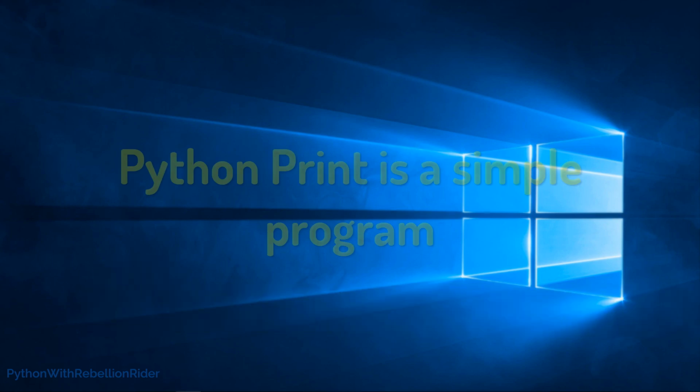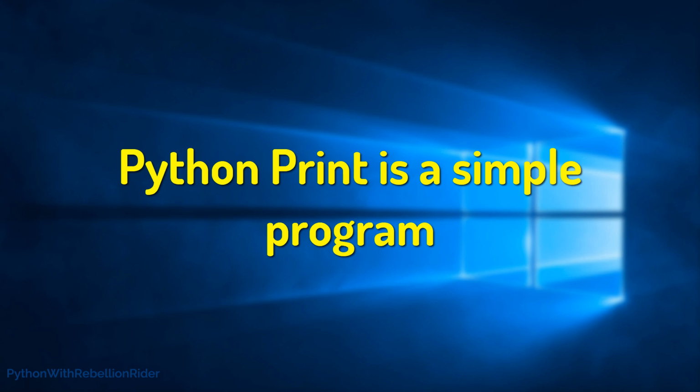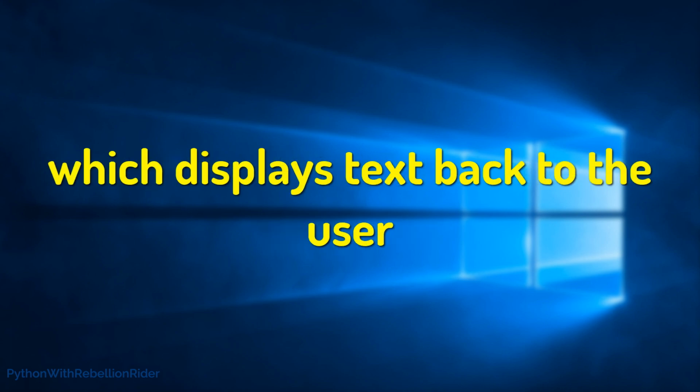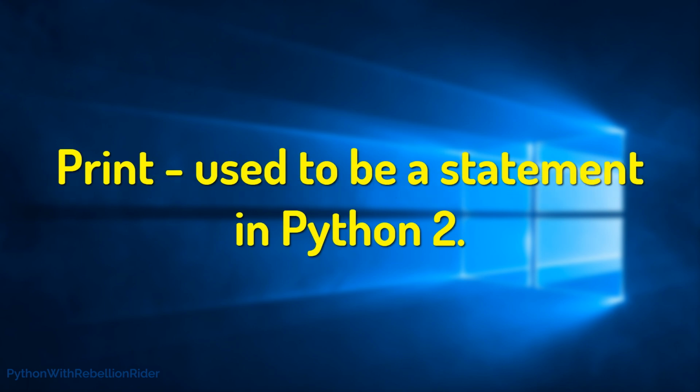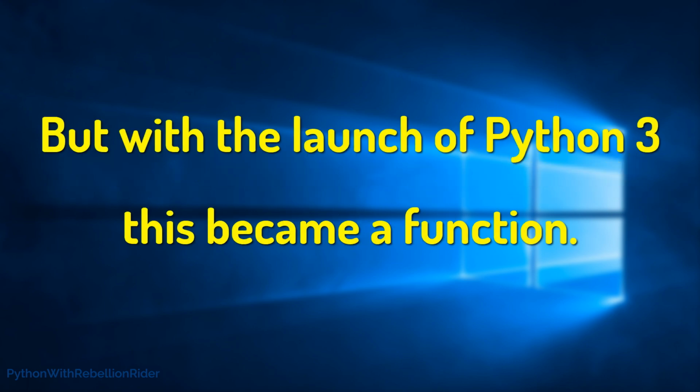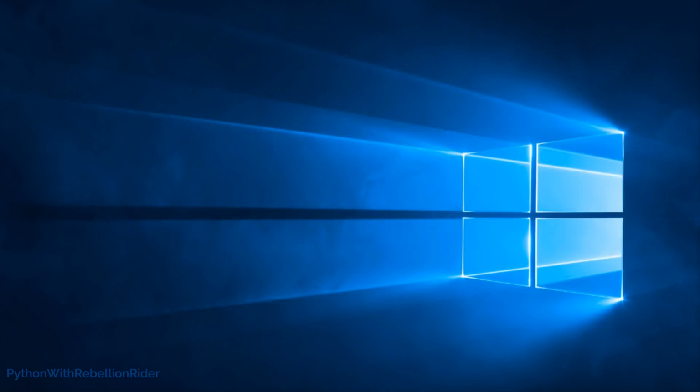Now let's start. Python print is a simple program which displays text back to the user on the standard output string. Print used to be a statement in Python 2, but with the launch of Python 3, this became a function. In Python 2, if we have to display a string back to the user, we have to write the print statement something like this.